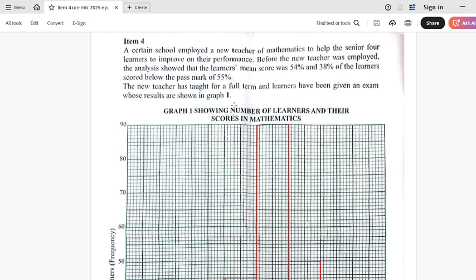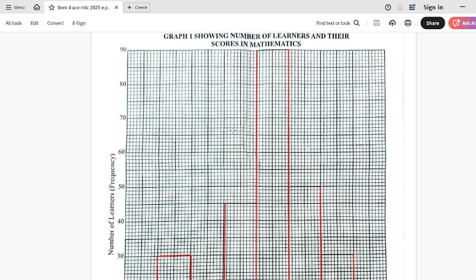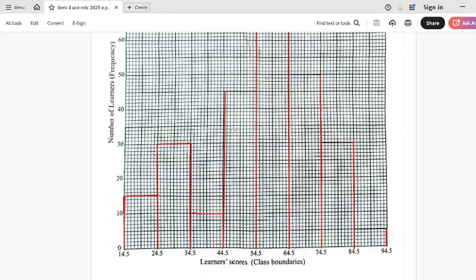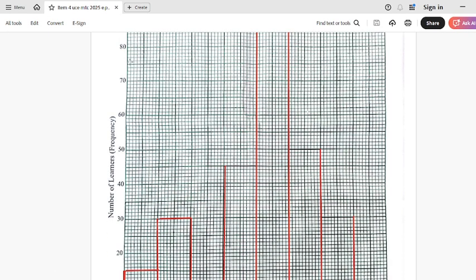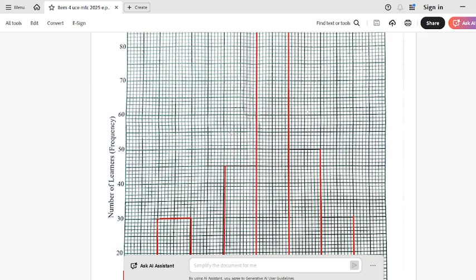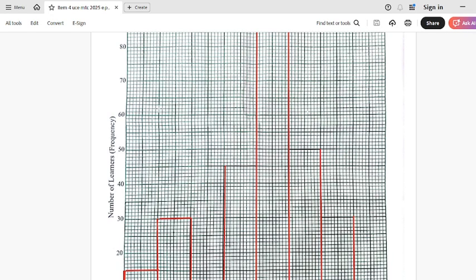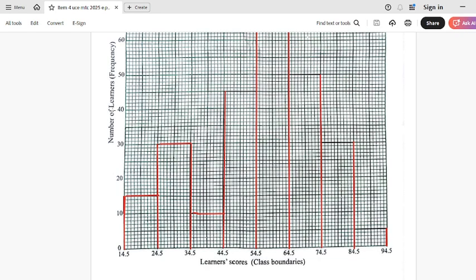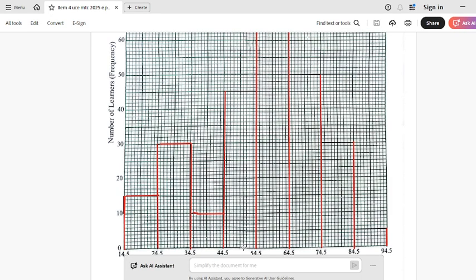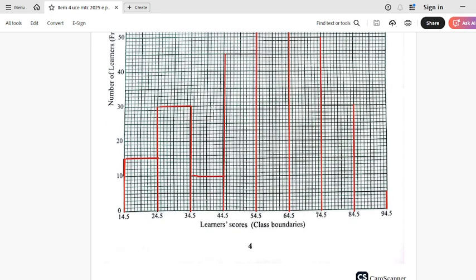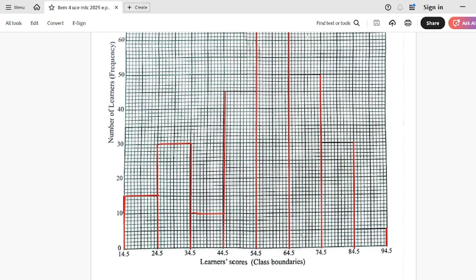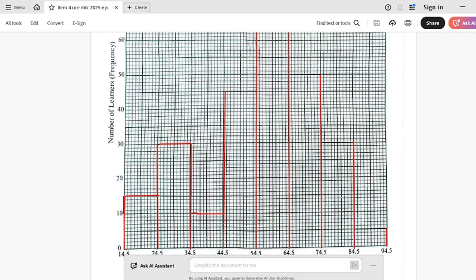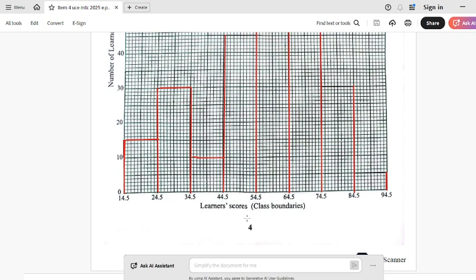Now this is the graph. The first step one could do is to find what we have on the axes, on these scales. Look at the vertical axis and also look at the horizontal axis. There you can easily find out what they have given us. We have a graph of frequency against the class boundary, because you're seeing the number of learners as the frequency, and on this side you have learners' scores as the class boundaries. So maybe it comes from a certain frequency distribution table, that's why they picked the frequency and also the class boundaries.